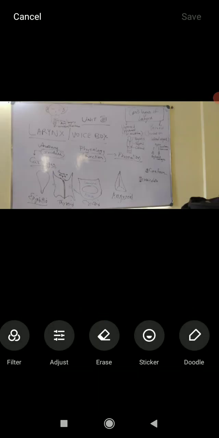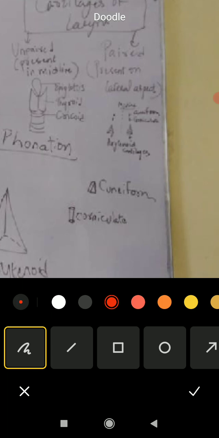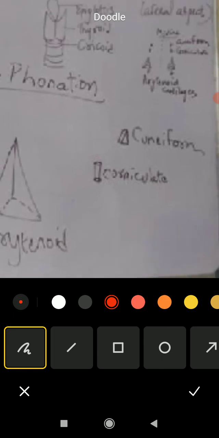Moving on to the next two tiny cartilages, the corniculate and cuneiform. The corniculate is roughly conical in shape, cylindrical to conical. It's like a horn, that's why it's called corniculate. It is situated within a fold of mucous membrane called the aryepiglottic fold. It lies close to the apex of the arytenoid cartilage.